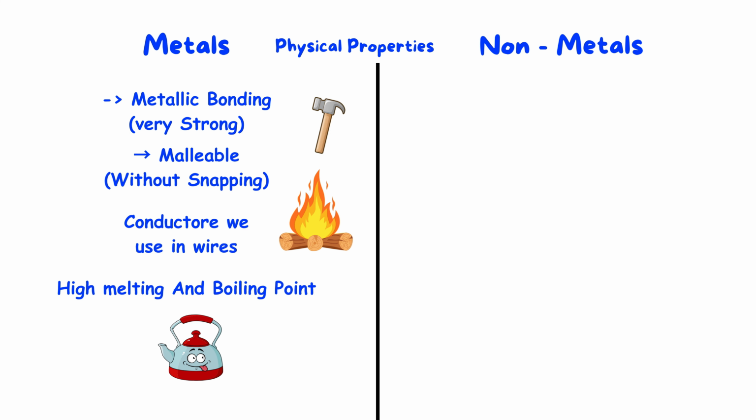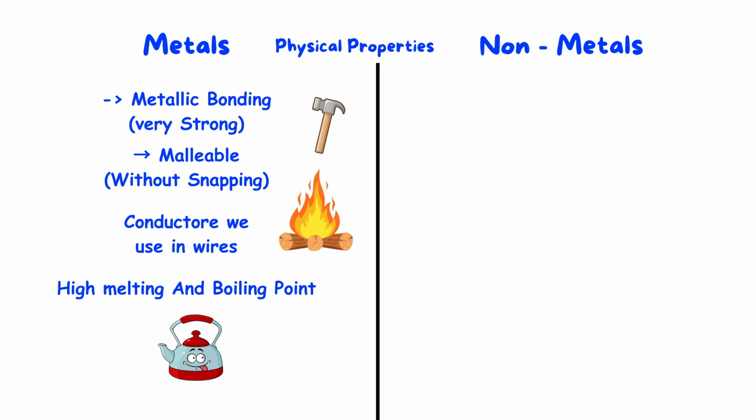Thanks to this strength, metals are generally malleable, meaning they can be hammered or bent into different shapes without breaking, and they are excellent conductors of both heat and electricity, which is why they are widely used in applications like electrical wiring. Additionally, most metals have very high melting and boiling points. In fact, some metals can remain solid even at temperatures exceeding 2000 degrees.